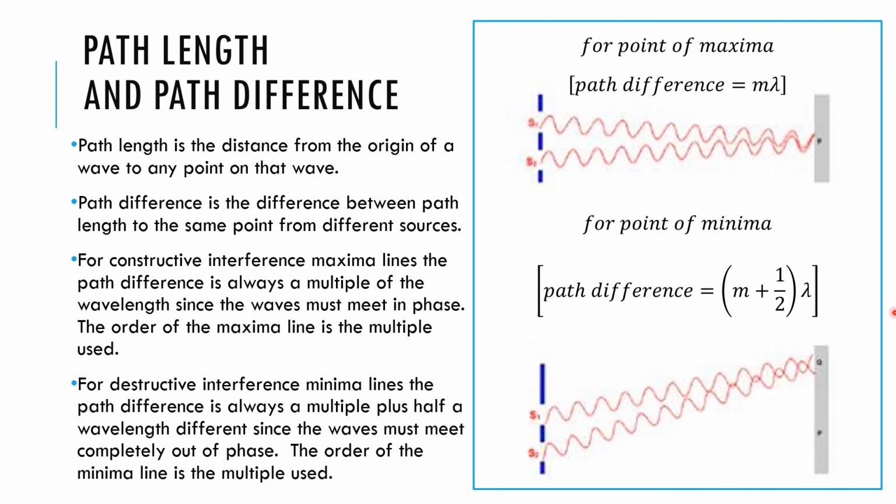Okay. Now, the questions you're going to have are going to be on these two formulas. You have your zero order maxima in the middle, and then you've got first order, second order, whatever, going up the way. For minima, your zero order minima will be the first one above the zero order maximum. Now, the terminology I know is quite confusing.